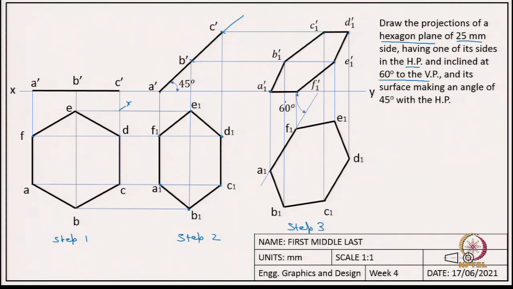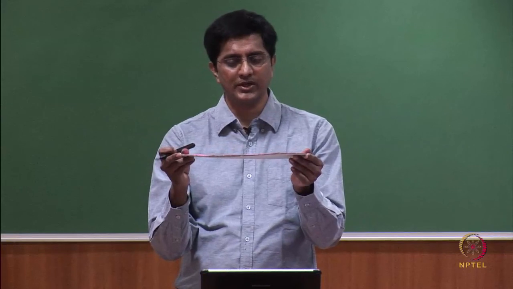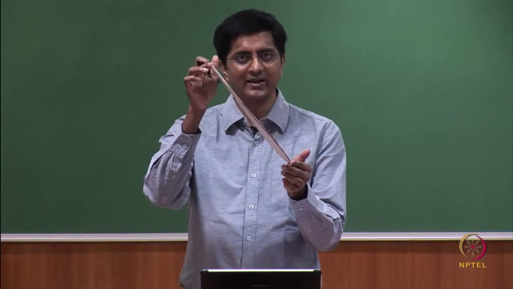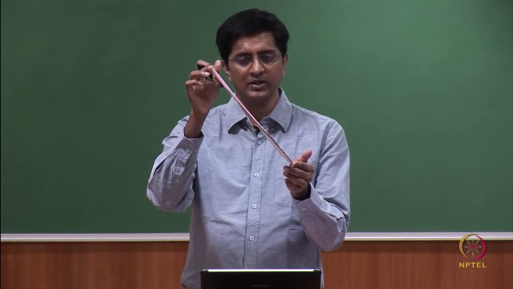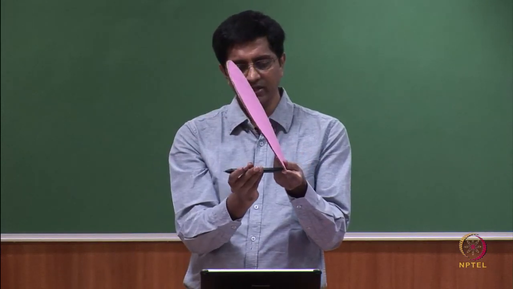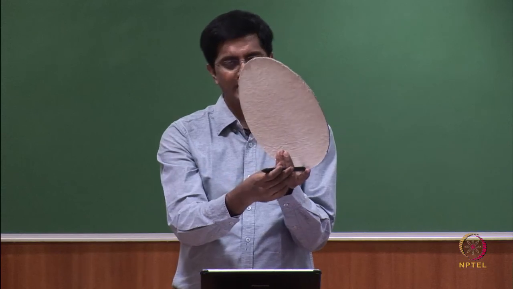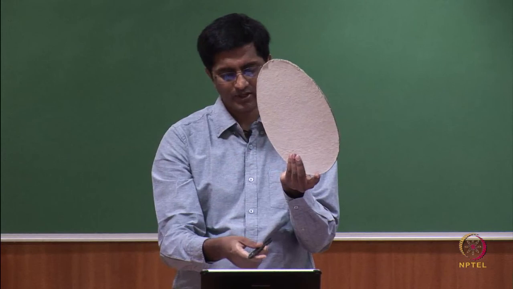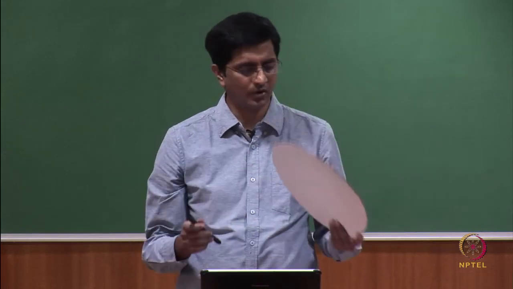So, what we have done is: first step, it is simply lying on a horizontal plane; second step, it is at an angle to the horizontal plane; third step, we rotate this such that it makes an angle with the vertical plane, and that angle here is given as 60 degrees. Okay.